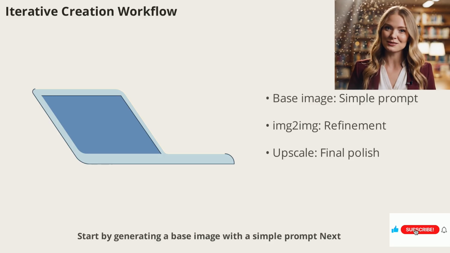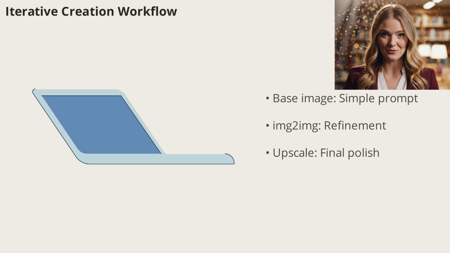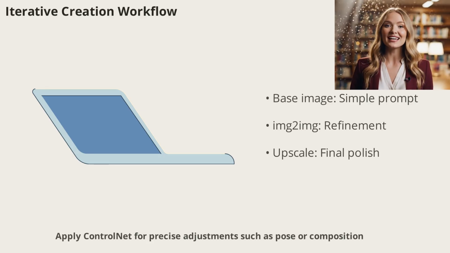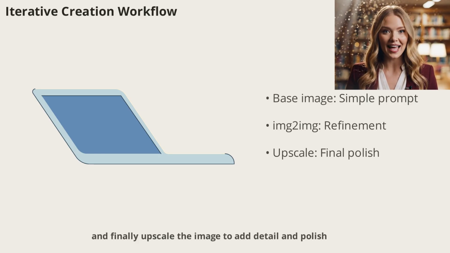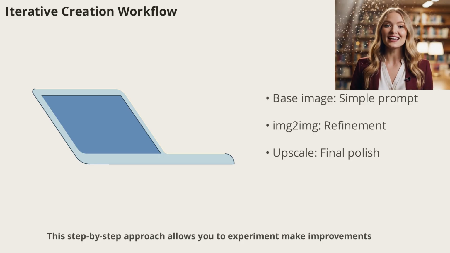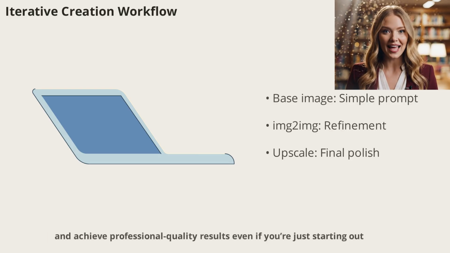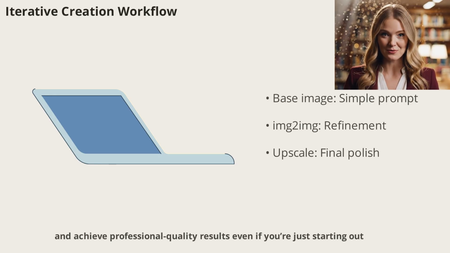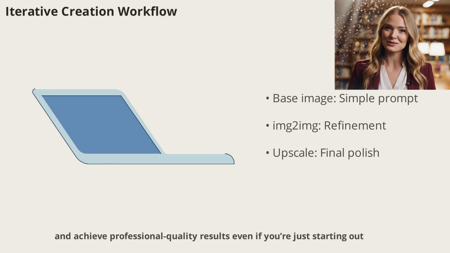Next, use IMG to IMG to refine and enhance your creation. Apply ControlNet for precise adjustments, such as pose or composition. And finally, upscale the image to add detail and polish. This step-by-step approach allows you to experiment, make improvements, and achieve professional quality results, even if you're just starting out.